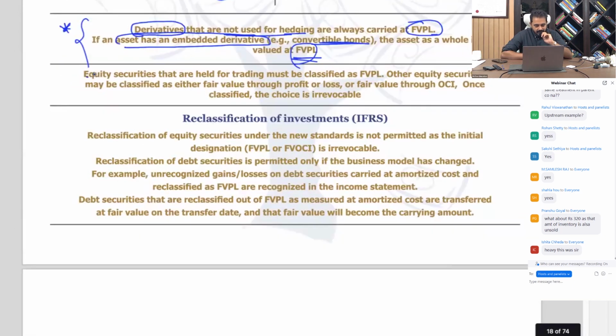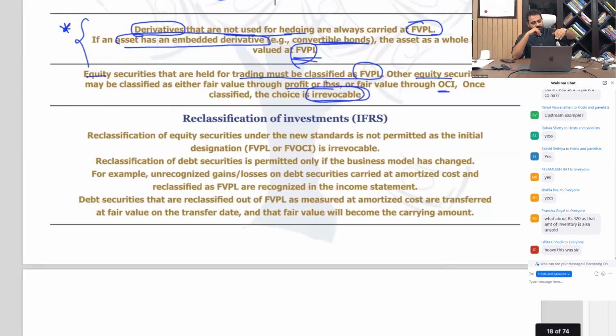Okay. Equity securities that you're going to hold for trading are automatically FVPL. Other equity, you can either do FVPL or you can go through OCI. Choice is irrevocable. So remember this word, irrevocable. Which basically means, and it's logical, you cannot put equity in amortized cost because there is no concept of amortized cost for equities, right? So equities can go either in FVOCI or FVPL. You choose at the beginning, you cannot switch later on. Whatever you choose, it remains there forever.